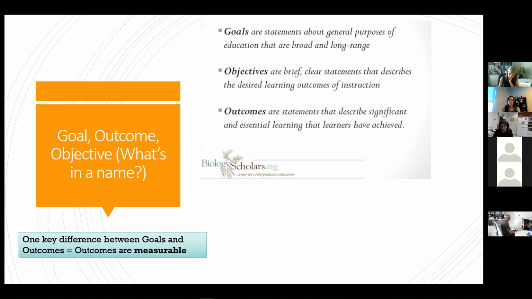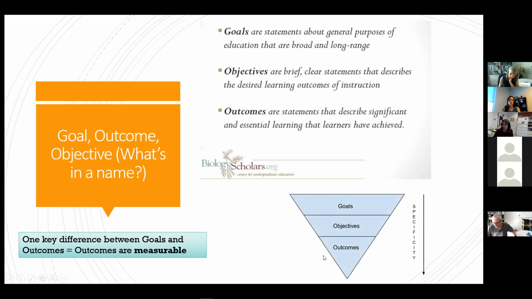We typically frame learning outcomes as, upon completion of this course, this activity, or this curriculum, depending on what level you're looking at, students will be able to, and then you specifically say what you think they'll be able to do. Just from a graphic perspective, we kind of invert the pyramid here. The goals are very big, overarching, and not very specific, whereas outcomes are narrower, but more specific.